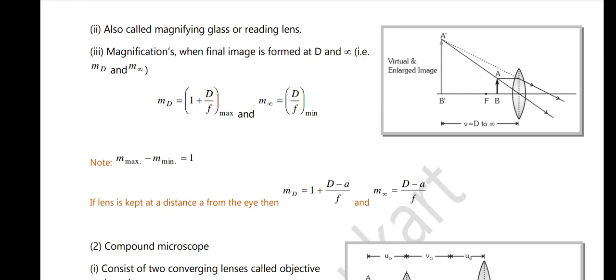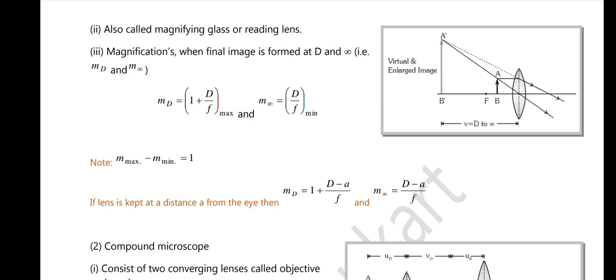This is also called a simple microscope. It is also called a magnifying glass or reading lens. The image is virtual and enlarged. You can see the virtual image in the straight line, and the dotted line is the enlarged image.